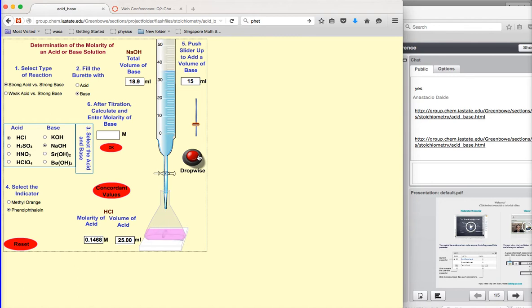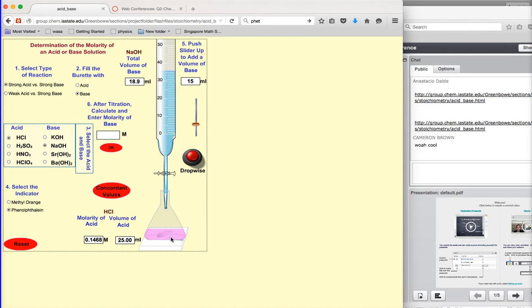Oh, there it is. It's right there. It actually turned one click right before this, at 18.8 milliliters. Then I clicked it once, and it turned all the way. Okay, 18.9 milliliters. It took exactly 18.9 milliliters of NaOH to neutralize, actually to turn the liquid inside of here basic. Does that make sense?